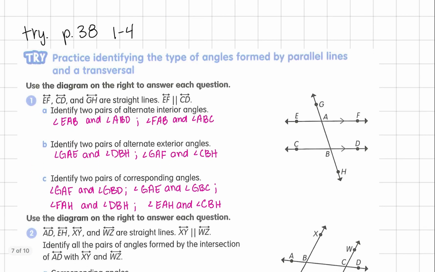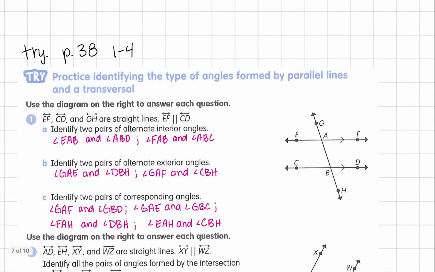Okay. So identify the two pairs of alternate interior angles. You should have angle EAB and angle ABD, and angle FAB and angle ABC. The two alternate exterior, you should have angle GAE and angle DBH, and angle GAF and angle CBH. And for C, you should have angle GAF and angle GBD, and you should have GAE and GBC, and FAH and DBH, and EAH and CBH.